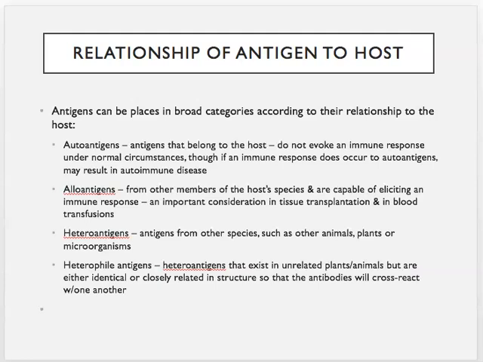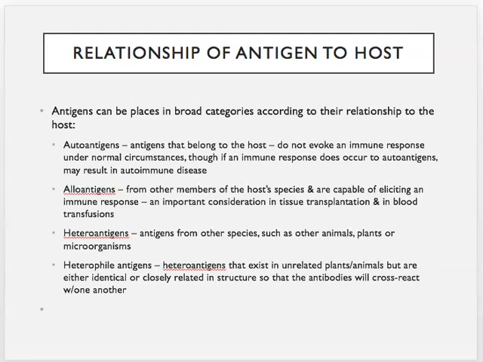Alloantigens are from other members of the host's species, so they are capable of eliciting an immune response. These alloantigens have to be taken into consideration in tissue transplantation and in blood transfusions, because we don't want to introduce an alloantigen or a foreign antigen to the patient because they could have that immune response.